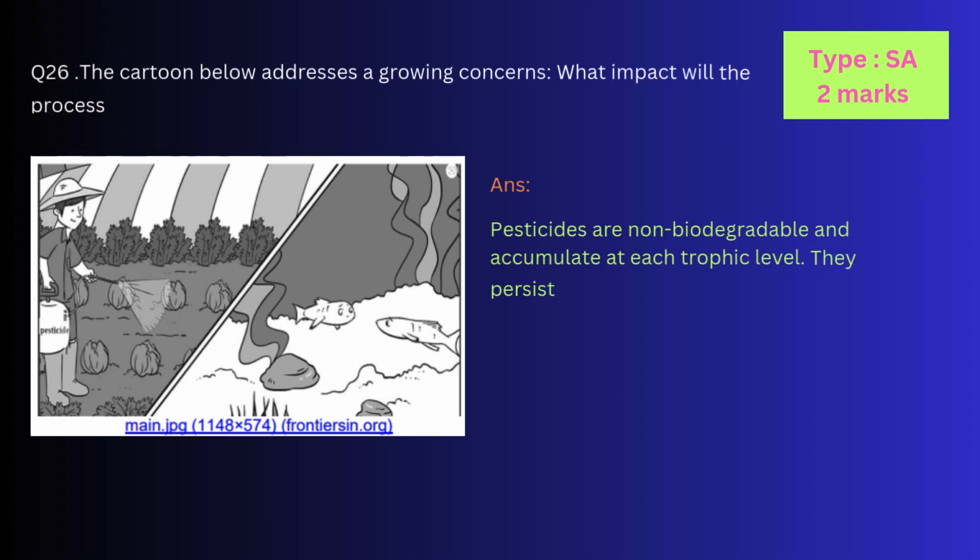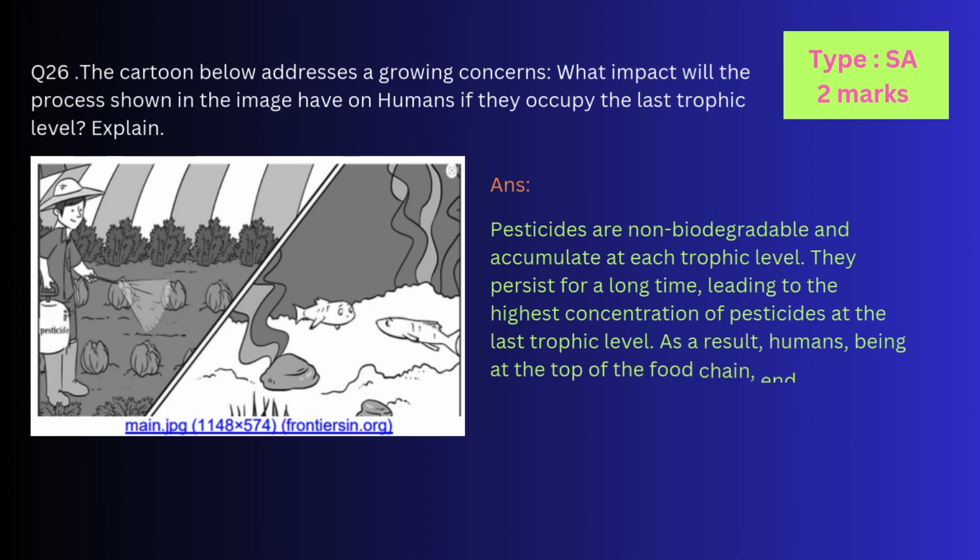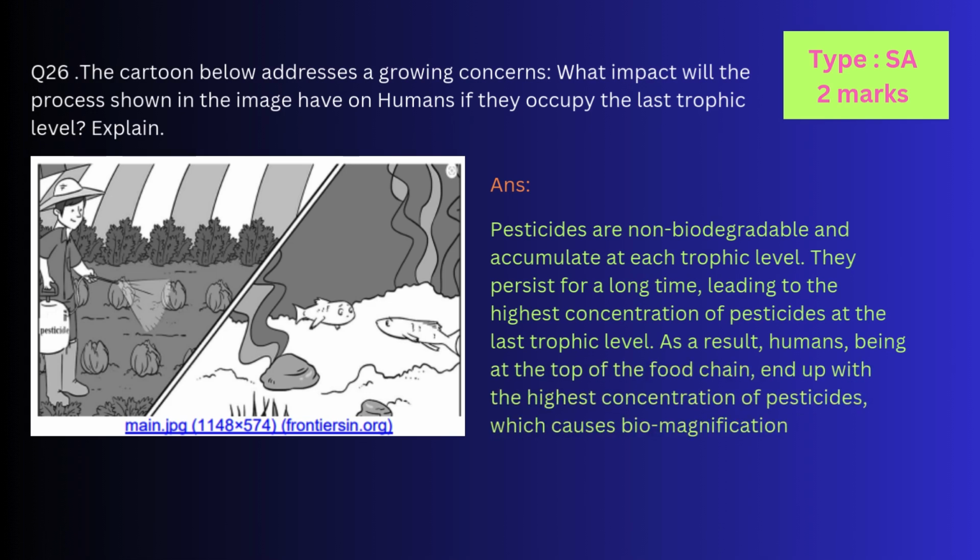Question 26 is a cartoon given below which addresses a growing concern. So what impact will the process shown in the image have on humans if they occupy the last trophic level? Explain. In the image, the man is spraying pesticides in a field, and nearby the fish are swimming in a river.